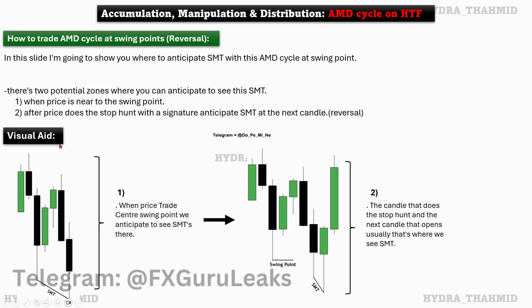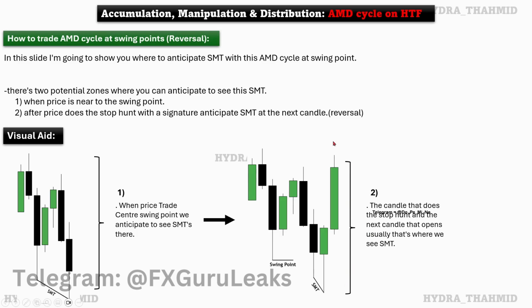So here's a visual aid. This is the first point. We all know it. This is a swing low. Price goes below this swing low, and we anticipate and look for SMT down here. So there's nothing to explain on this point. But here you can see that we have much more narrative and context behind it. We have a swing point, and then look at this candle, right? It went below this candle, and that's where we usually see a SMT as well.